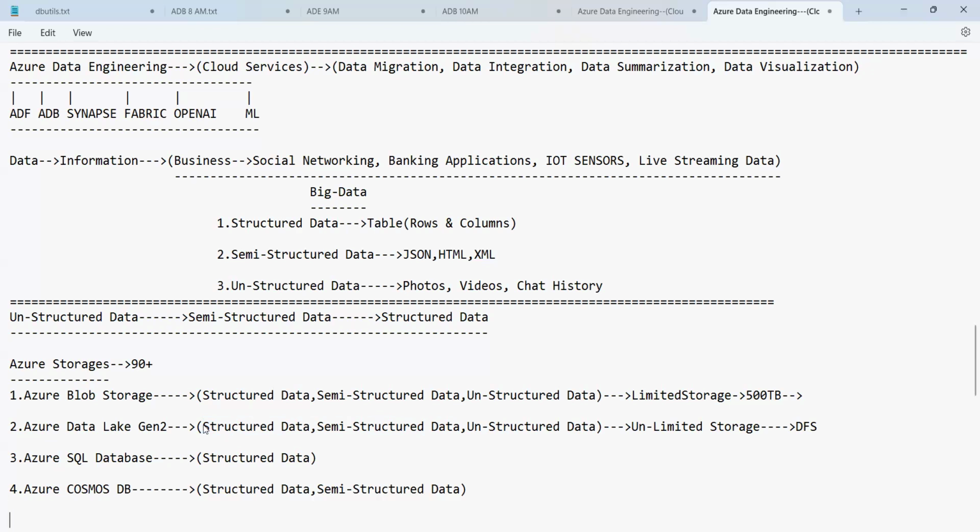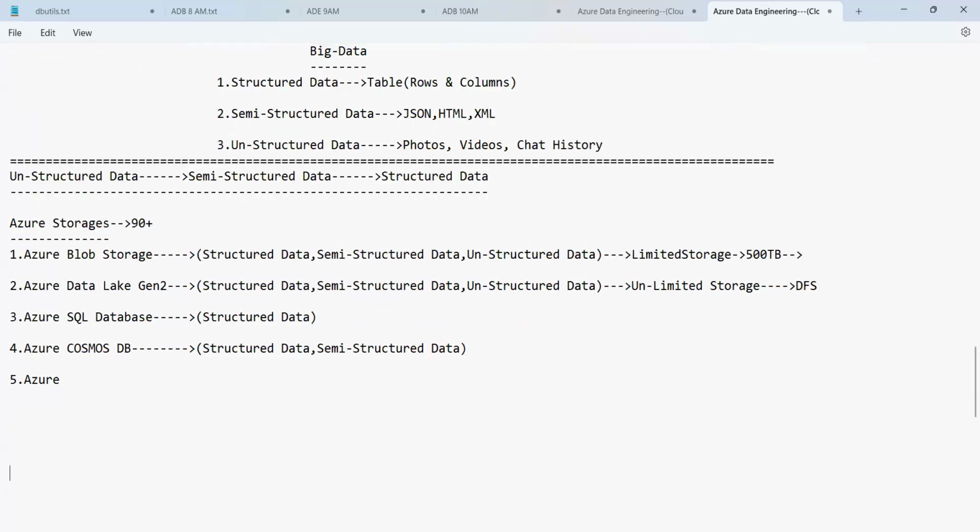Likewise, another one, the fifth point, is called Azure Cosmos DB. That means structured data we can store, and semi-structured data we can also store.